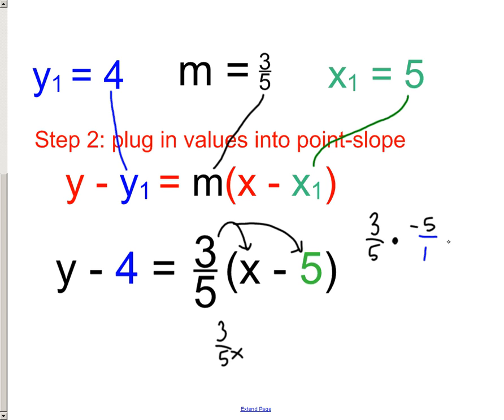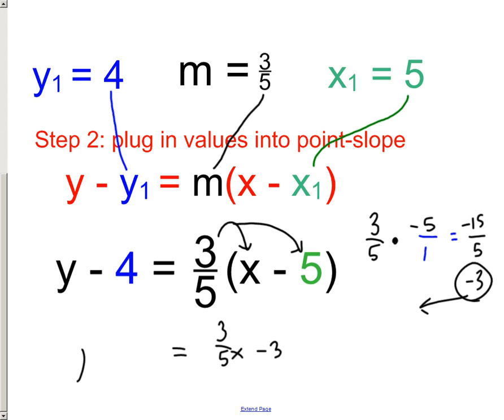Put a positive 1 underneath it, and now you can multiply straight across. 3 times -5, 5 times 1. What's -15 divided by 5? It is -3. So this is what I would go and put beside it. After we've distributed, we get 3/5 x, and 3/5 times -5 is -3. So it's 3/5 x minus 3.